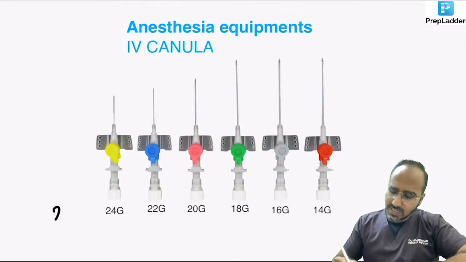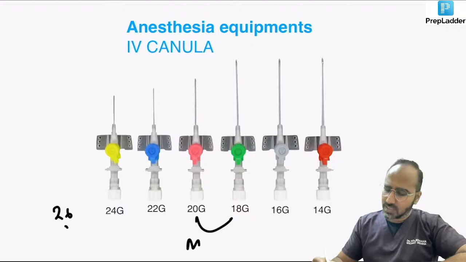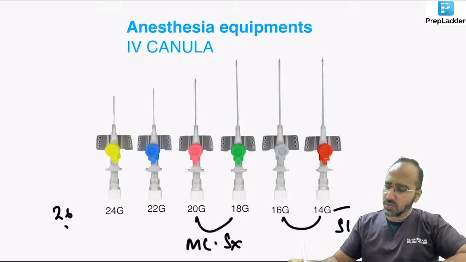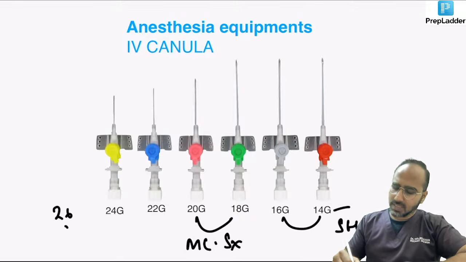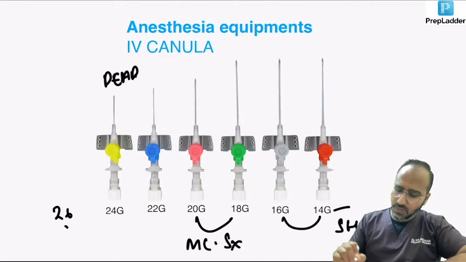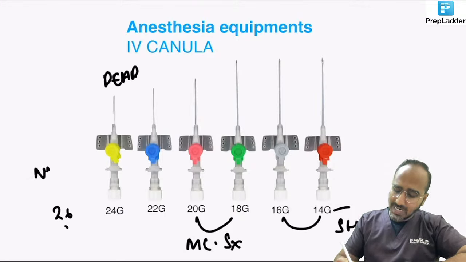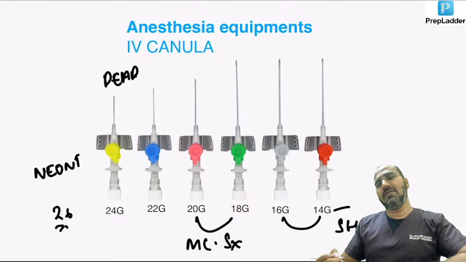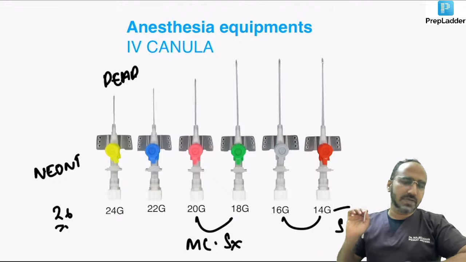Okay. Smallest is 26 gauge, purple in color. Largest is this one. Okay. Remember, the most commonly used for surgeries, we are using 20 and 18. For shock-like conditions, we are using 14 and 16. For pediatric patients, we are using 24. For neonates, we are using 26. Okay. 17 is also there, white, which is not used, but these are the cannulas which are used.